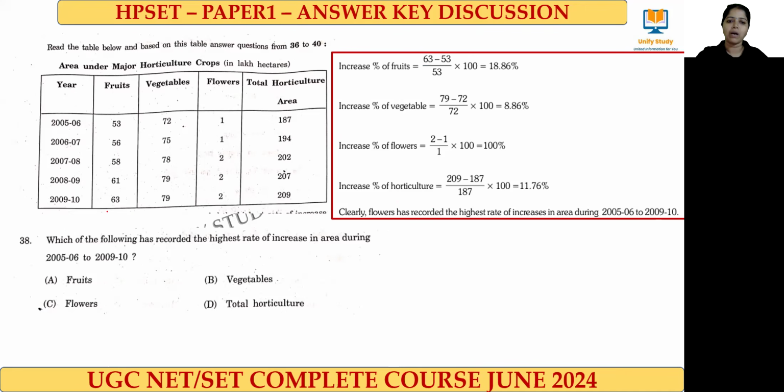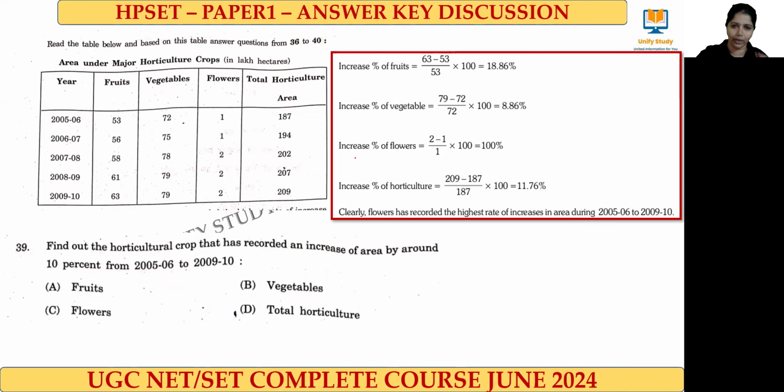And next question: which of the following has recorded the highest rate of increase in area during 2005 to 6 and 9 to 10? Here I have given the calculation. So according to this calculation, from 2005 to 6 to 9 to 10, the right answer for this question is flowers. Flowers are said to be the highest rate of increase in area.